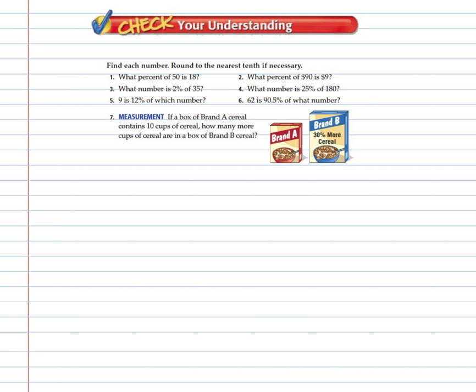Number 5. 9 is 12% of what number? So 9 goes here, W goes here, 12 goes here, 100 goes here. So 12W equals 900. Divide both sides of the equation by 12. W equals 75.